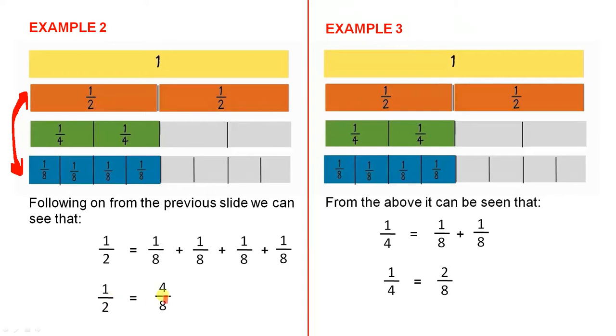And they're equivalent fractions. Example 3. From the above, it can be seen that a quarter equals an eighth plus an eighth. So see that quarter there, which is the green one, that's exactly the same as 2 of those. So that quarter there is the same as 1/8 plus 1/8. So a quarter is 2 over 8, and they're equivalent fractions.